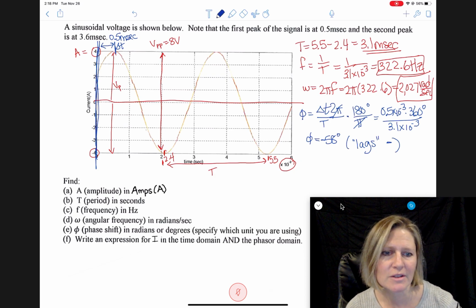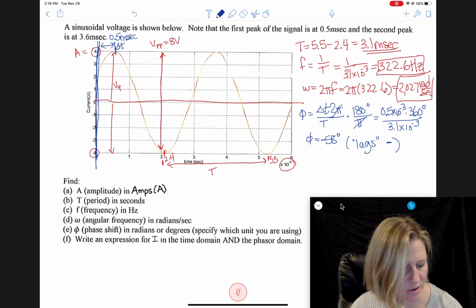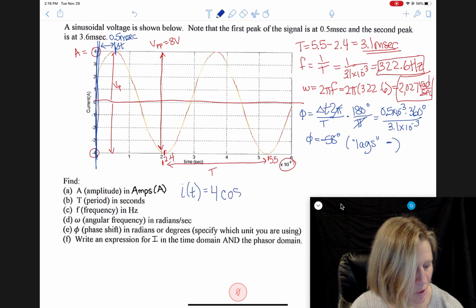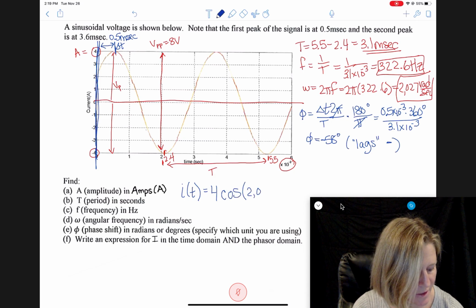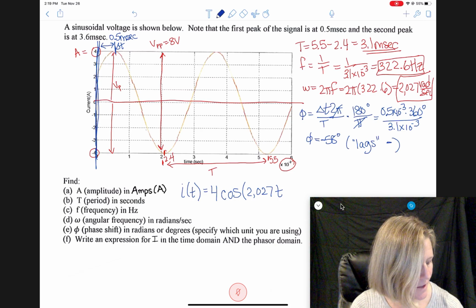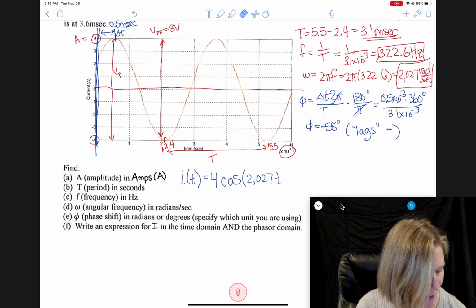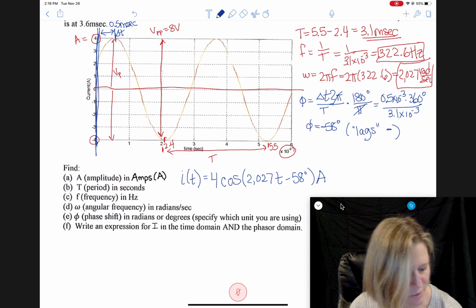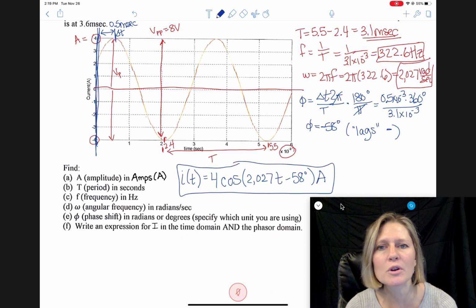Now we can use all this information to actually write an equation for this I of t. You use the amplitude, which in this case is 4, cosine, and omega. Make sure that you're always in radians per second, unless you note that it's in frequency of hertz. Then we have the phase shift of minus 58 degrees, and that's in amps. This would be our time domain expression for this signal.